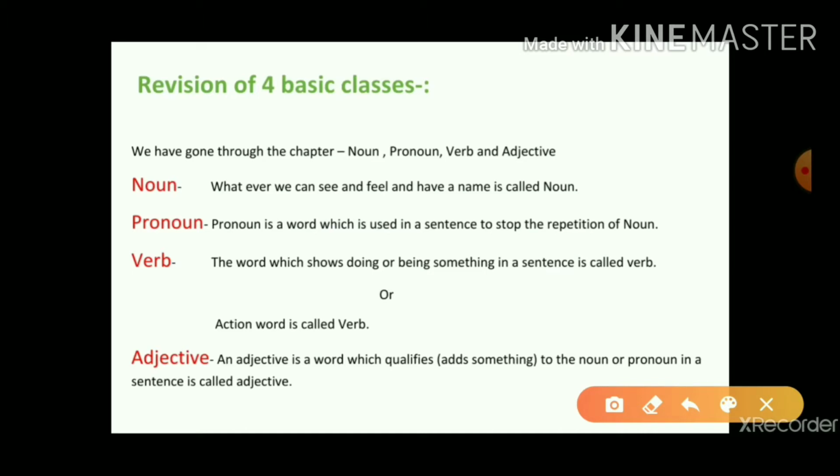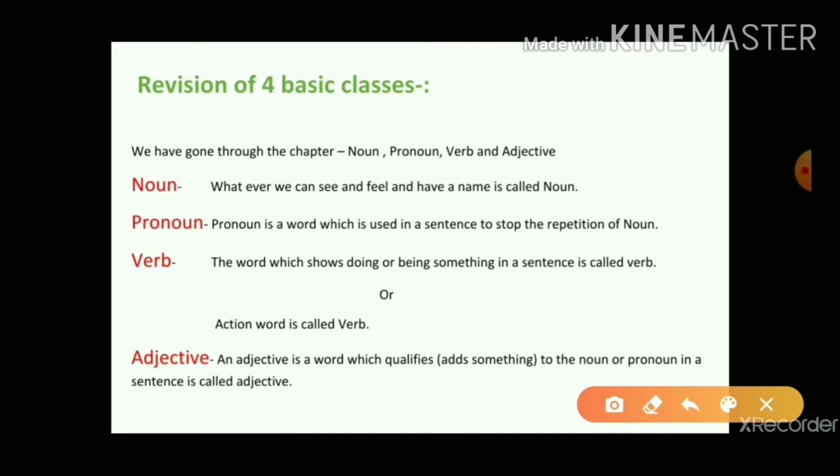Today we will do a basic chapter, a revision of all four basic chapters we have gone through. Let me explain that we have gone through the chapters named noun, pronoun, verb and adjective. Today we will do the revision of all those chapters one by one. We will go through the definition of all those chapters and I will explain with an example.